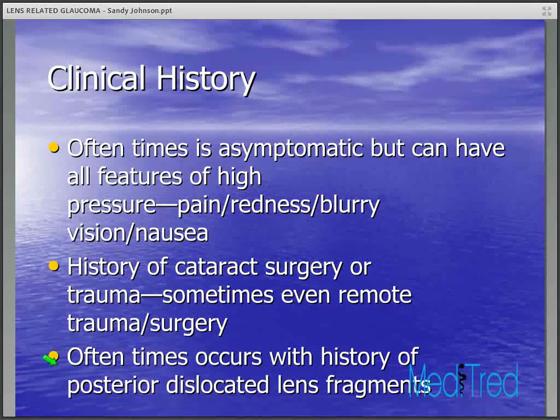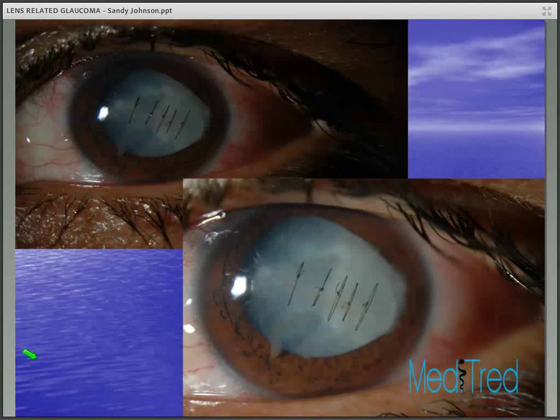Okay, clinical history, it can be asymptomatic, but it can also have features of very high pressure, like an angle closure or a phacolytic patient. And there, of course, has to be a history of cataract surgery or some kind of trauma to the lens. And it can happen as well with posterior dislocated lens fragments, because that can have cortical material and lens proteins that come forward as well.